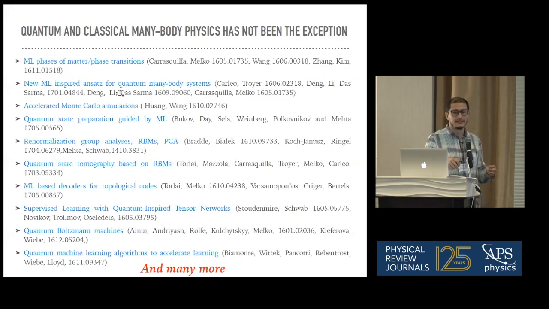Quantum state tomography using these probabilistic models. Machine learning-based decoders for quantum computing. Supervised learning inspired by tensor networks, which is kind of going the opposite way, using techniques from tensor networks to help machine learning and supervised learning. Then there are quantum Boltzmann machines, which are kind of quantum machine learning in the sense that they try to use quantum computers to solve machine learning tasks. And so on. Okay, so there's a lot of interest and discussion and new work, and it is exciting.